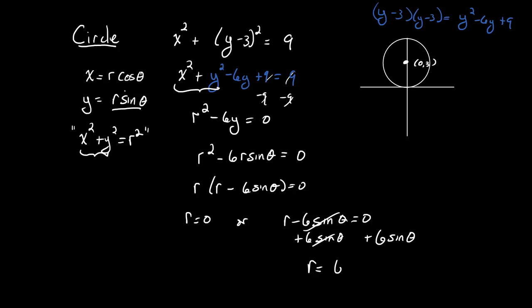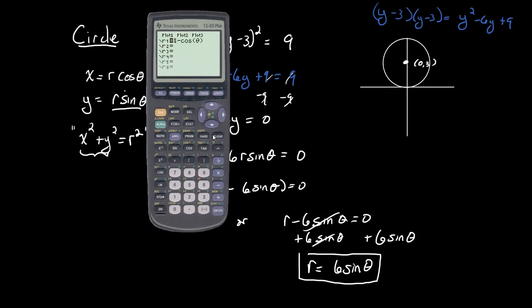So r equals 6 sine theta. If I were to graph this, we should get that circle of radius 3. So let's go ahead and try that on our graphing calculator.